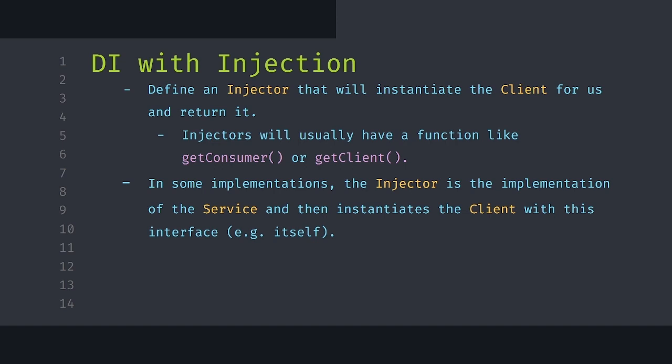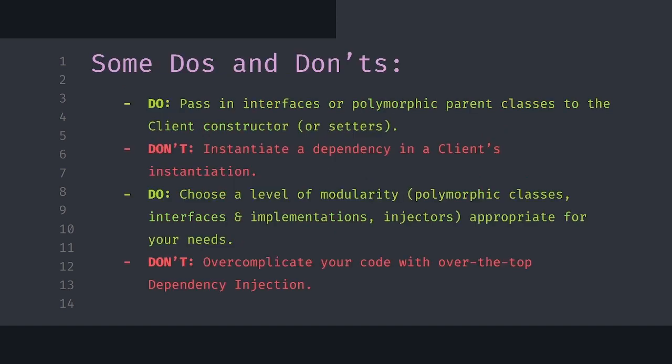And what the injector will do is it will take one of those implementations of wheel that we have seen, and put it into the car class and then return that object. In some implementations, as I've mentioned, the injector also is the implementation of service. And as such, there might be an extra method that says get car, which takes its own implementation and puts it into the car, instantiating it with itself.